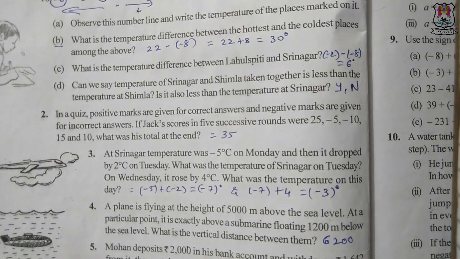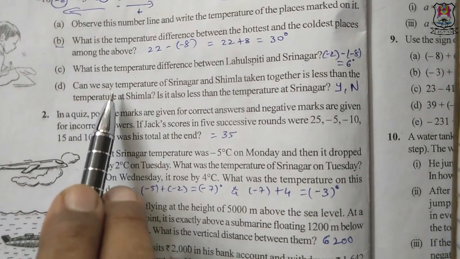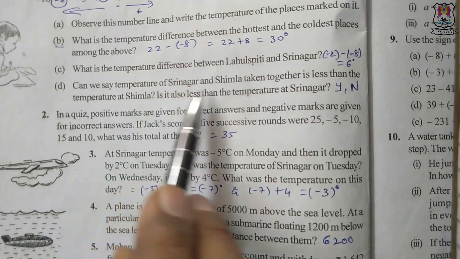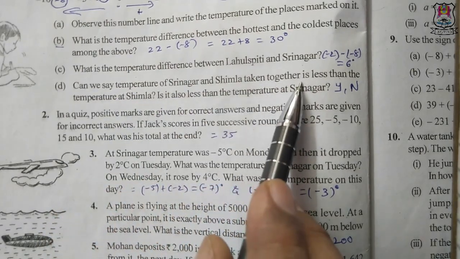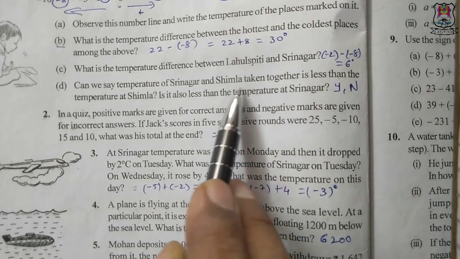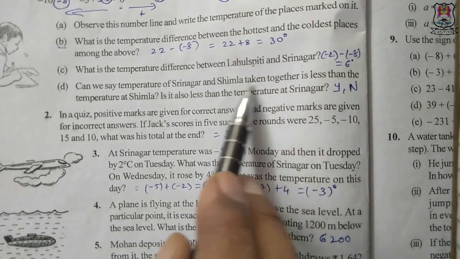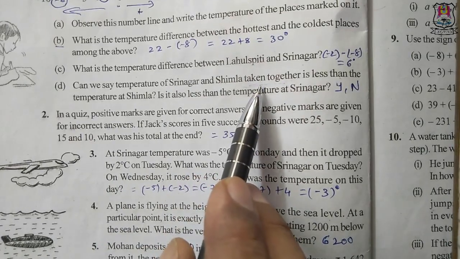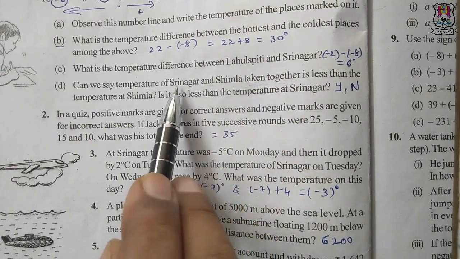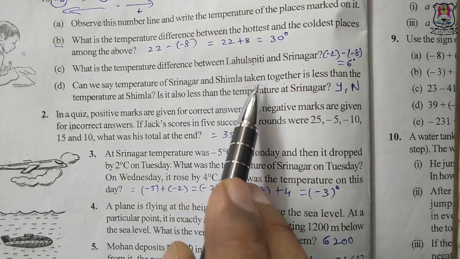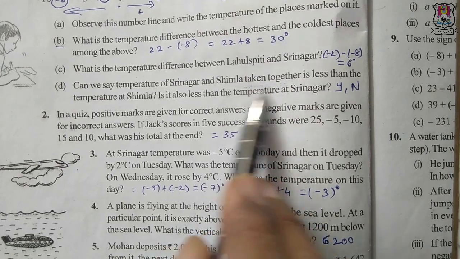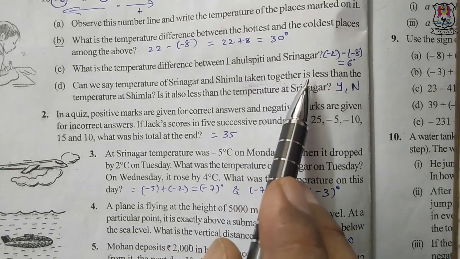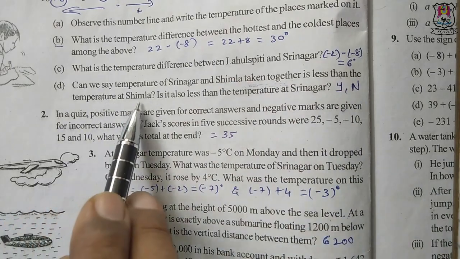Let's go on to the last part of the first question, that is question D of question 1. Can we say the temperature of Srinagar and Shimla taken together is less than the temperature of Shimla? Now, taken together means we have to add. If Srinagar and Shimla are added, whatever answer we get, we have to compare it, because it is written over here that taken together is less than the temperature of Shimla.